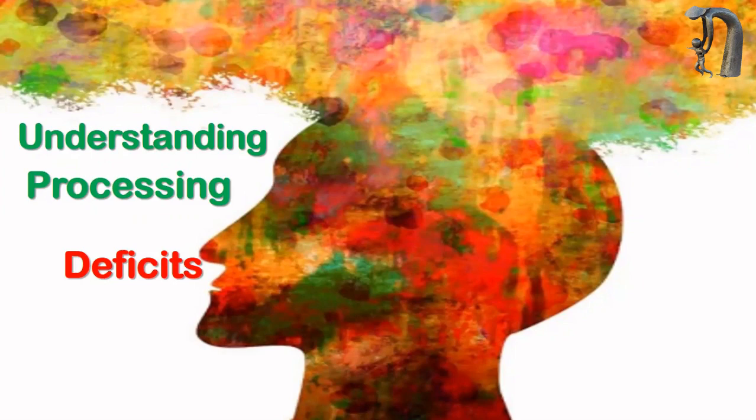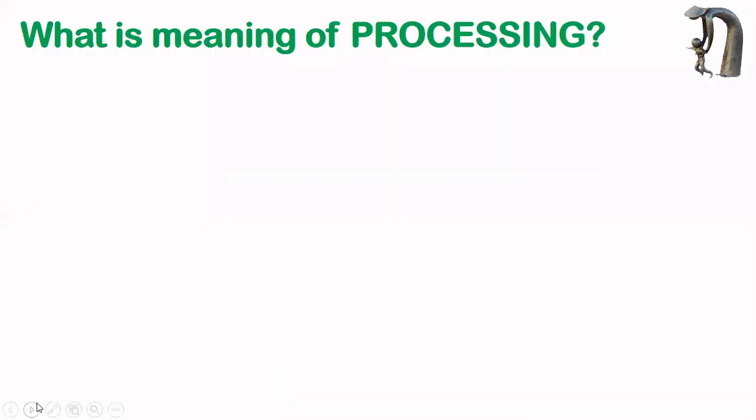So we are going to understand first what processing deficits are, and then in the next class we are going to see educational intervention: the methodologies, the recommendations, the accommodations, and how we can solve these processing deficits. So let us move and understand the meaning of processing first of all, which is very important to know before we move further.